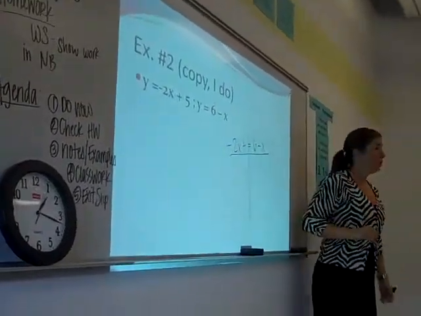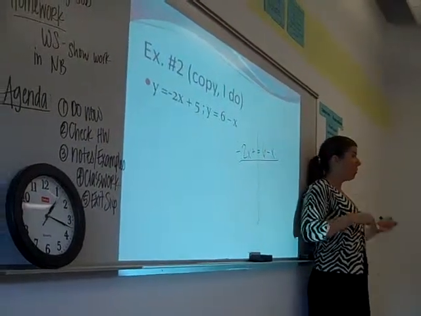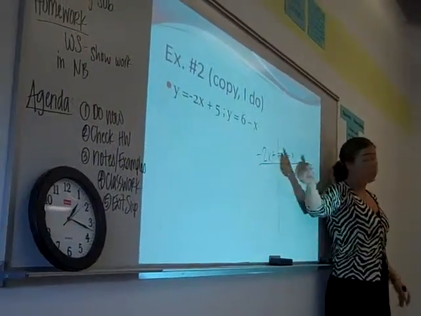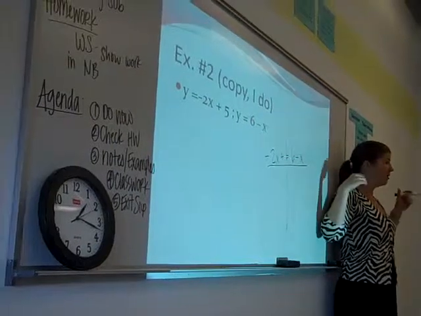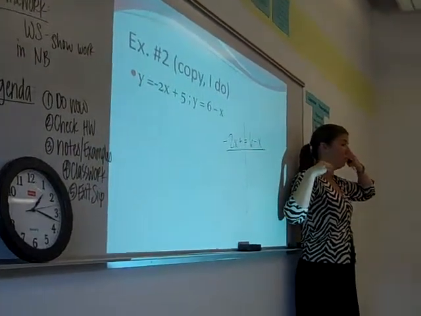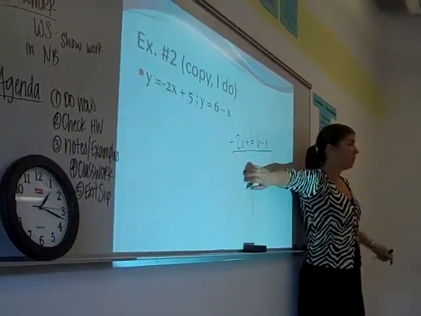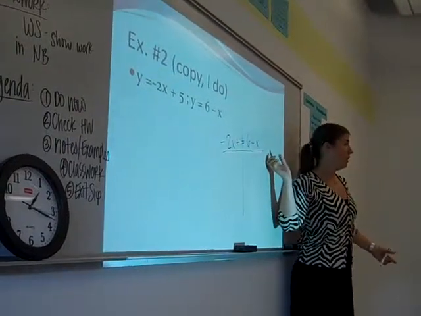So now here's a trickier one. We have to look at the coefficients and decide where to move the variables to. We've got negative 2 and negative 1. Which side is larger? Negative 1. So we're going to move this negative 2 to the other side.